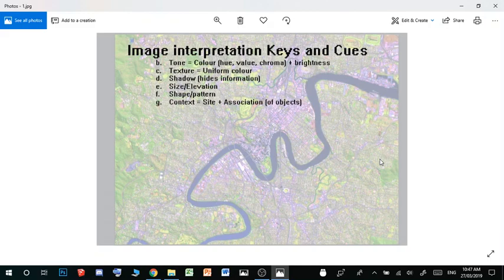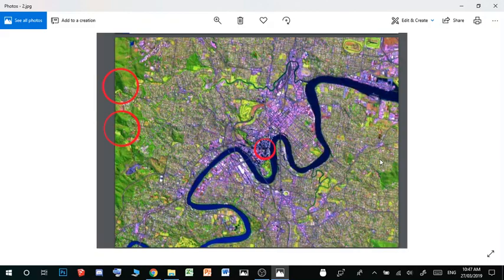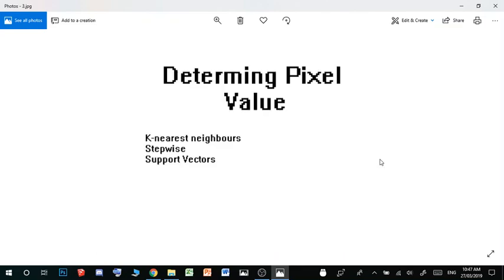But just before I get into that, I just want to talk about the image interpretation keys and cues. So whenever you're looking at a map, there is a tone, texture, shadow, shape or pattern, and also like a context. So depending on the color, this is how you determine the category or like what it is that you're looking at. But anyway, how do you determine a pixel value?